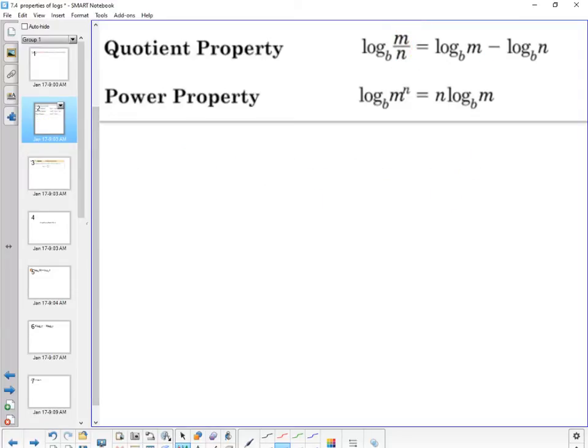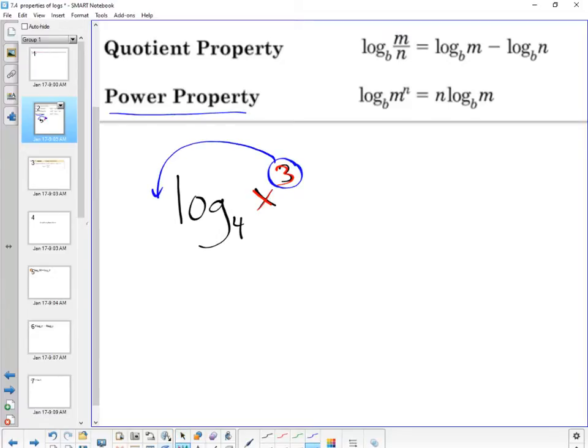The next one is my favorite rule because we'll be using it a lot. Well, we've been using it a lot, but it's one of my favorites. Log base 4 of x to the third. Do you guys recognize this as being a power? This is x to the power of 3. This next rule, which is called the power rule, lets me take this exponent and just kick it to the front. So that would give me 3 times log base 4 of x.